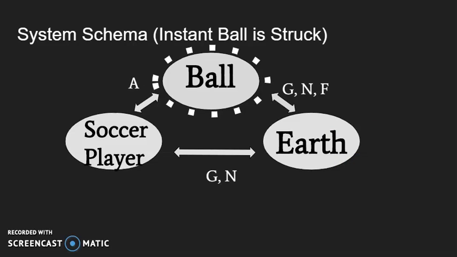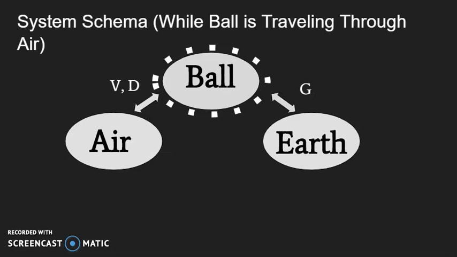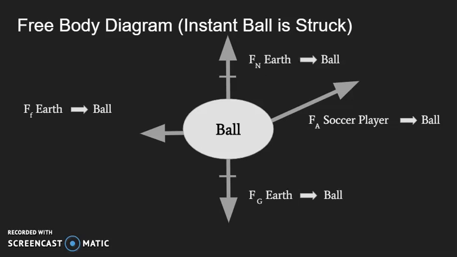The system scheme of the instant the ball is struck is that the soccer player applies a force onto the ball. Additionally, the Earth exerts a gravitational and normal force onto the ball, in addition to a friction force being exerted on the ball. When the ball is traveling through the air, the air exerts a viscous and drag force onto the ball, and the Earth exerts a gravitational force on the ball. The instant the ball is struck, the normal force and the gravitational force of the Earth on the ball are in balance.